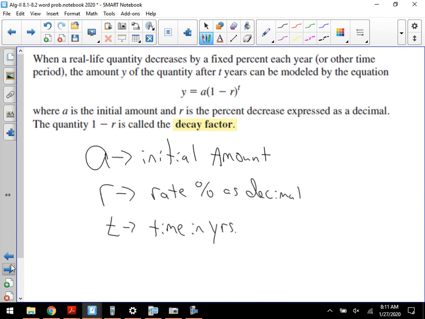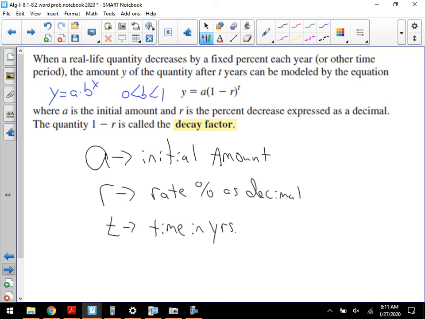Decay is basically the exact same thing, except the p value, if you will, is now less than 1. It's between 0 and 1. Remember, when you have exponential decay, it was y equals a times b to the x, where b was bigger than 0 but smaller than 1. That's where this comes into play.